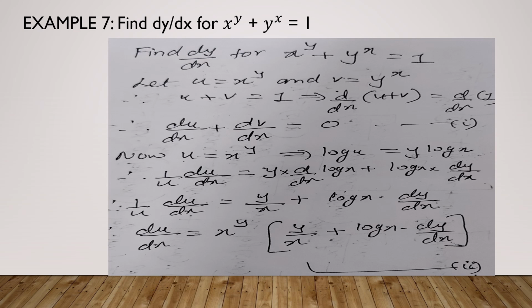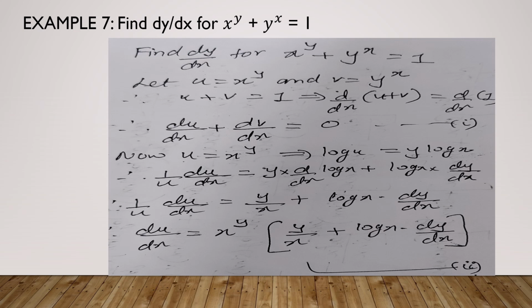On the left hand side, the derivative of log u is 1 upon u into du by dx. On the right hand side you apply the multiplication rule: y as it is into the derivative of log x, plus log x into the derivative of y, which is dy by dx. So now 1 upon u du by dx equals y times the derivative of log x, which is 1 upon x, so y upon x, plus log x into dy by dx.